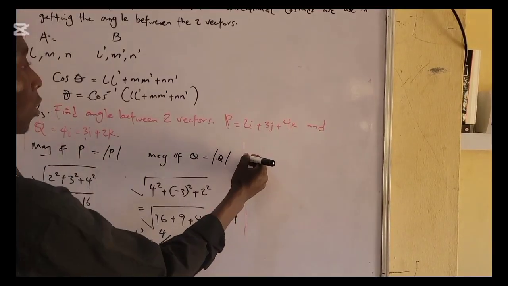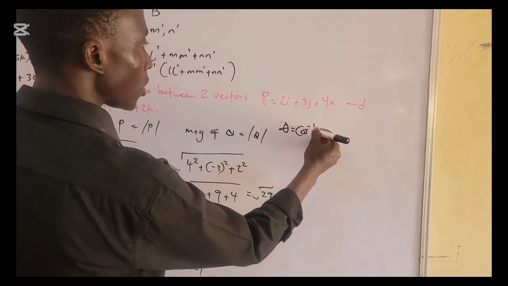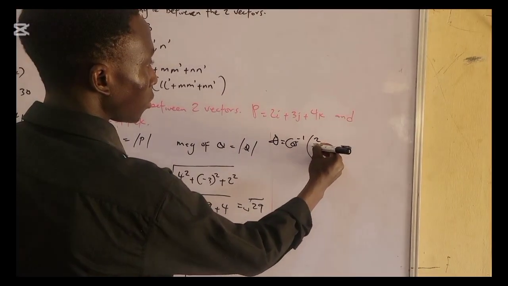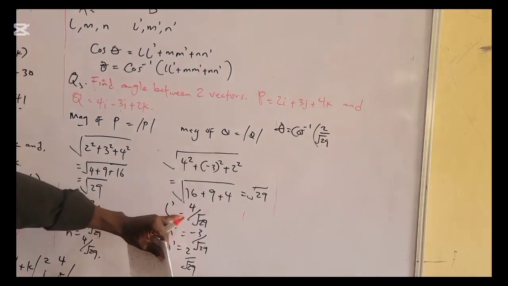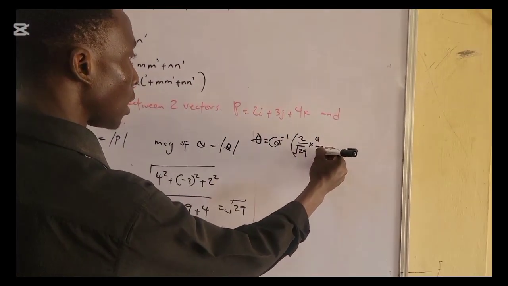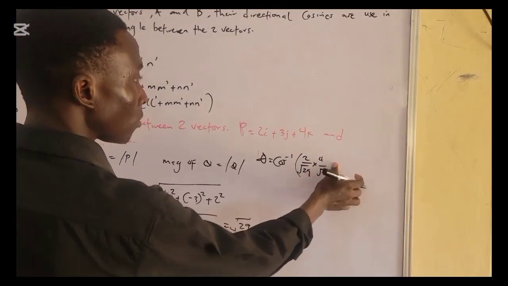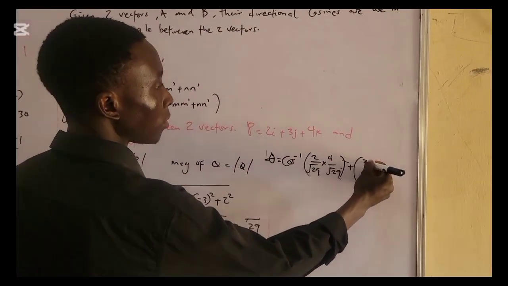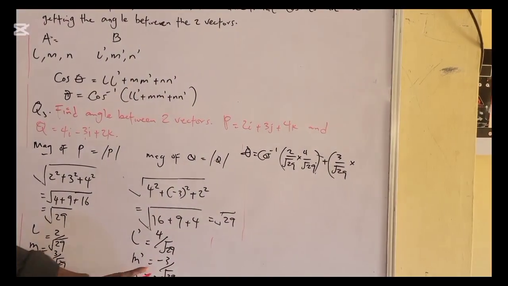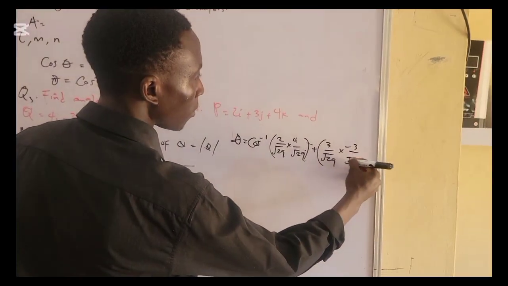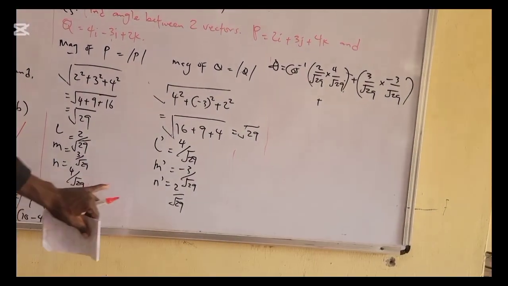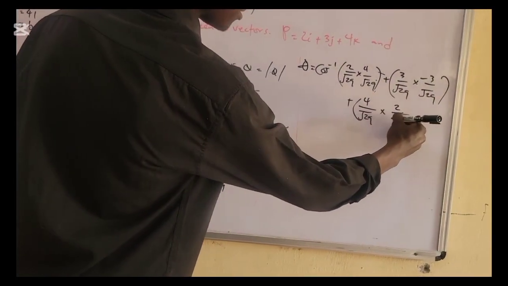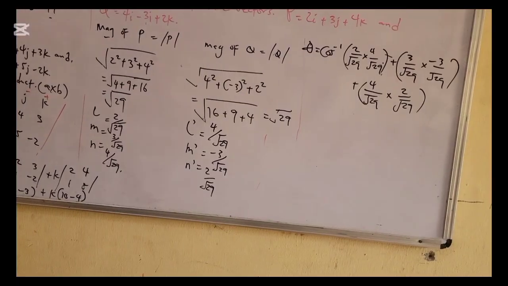So theta equals cos inverse. We bring in our l, which is 2 over root 29, multiplied by 4 over root 29, then plus the m and m prime, which is 3 over root 29 multiplied by minus 3 over root 29, then plus the n and n prime, 4 over root 29 multiplied by 2 over root 29. So we can go further on that.